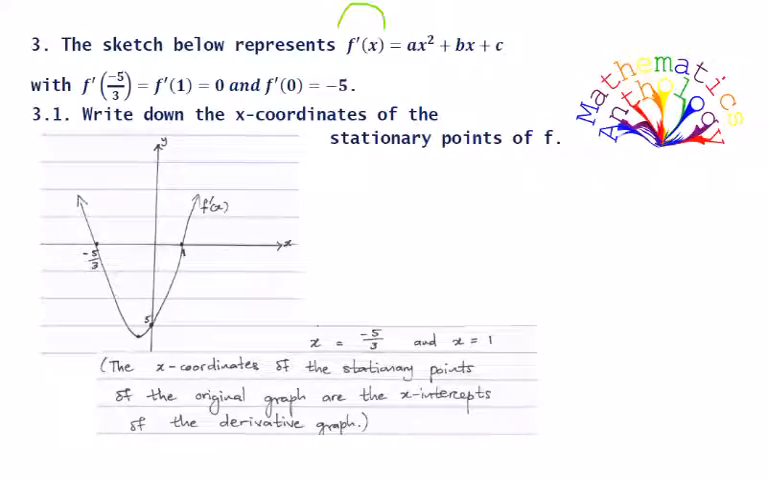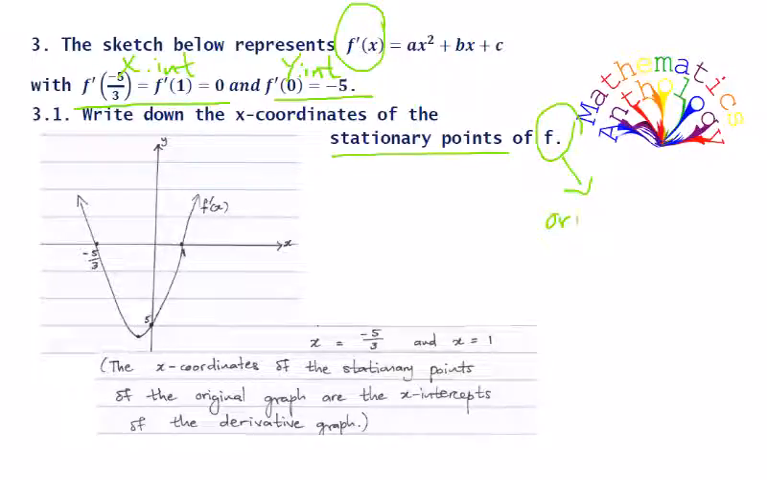Okay, the next question we have here is question 3. The sketch below represents f prime x is equal to ax squared plus bx plus c, with f prime negative 5 over 3 equal to f prime 1 equal to 0 and f prime 0 equal to negative 5.